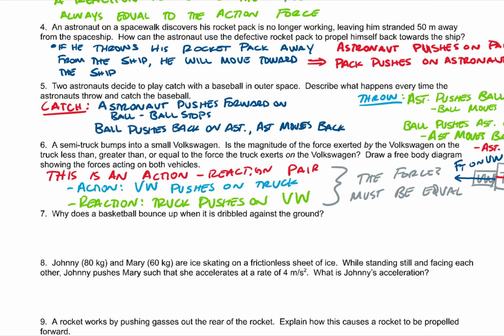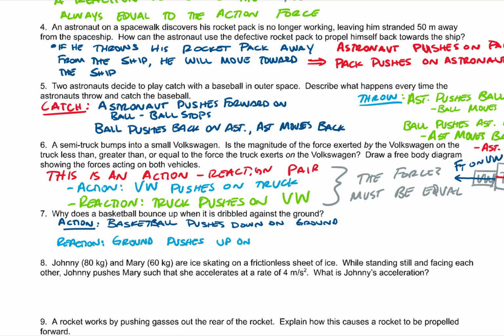Why does a basketball bounce up when it's dribbled against the ground? So looking at this, the action force is the basketball pushing down on the ground. The reaction to that is the ground pushing up on the basketball. And as far as the basketball is concerned, the upward force causes the basketball to bounce, to move up. That's what causes it to move, because there's an outside force from the ground moving the basketball.